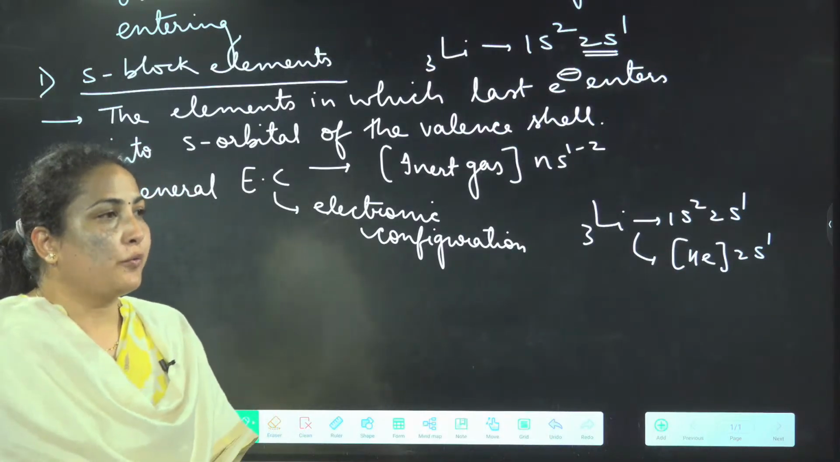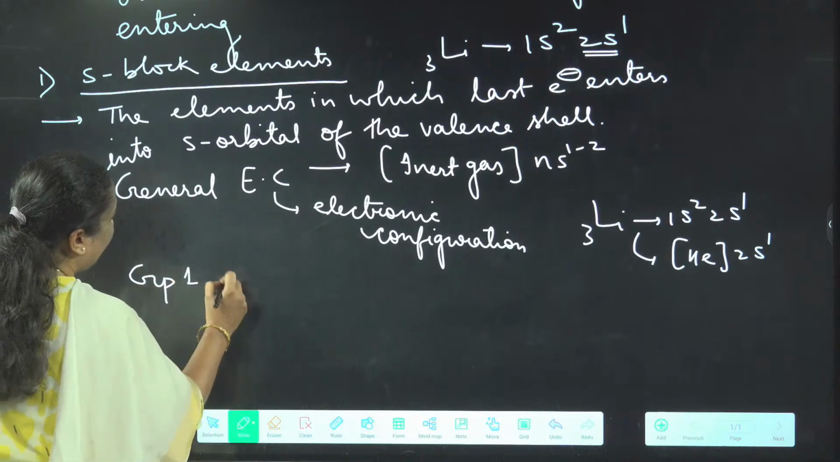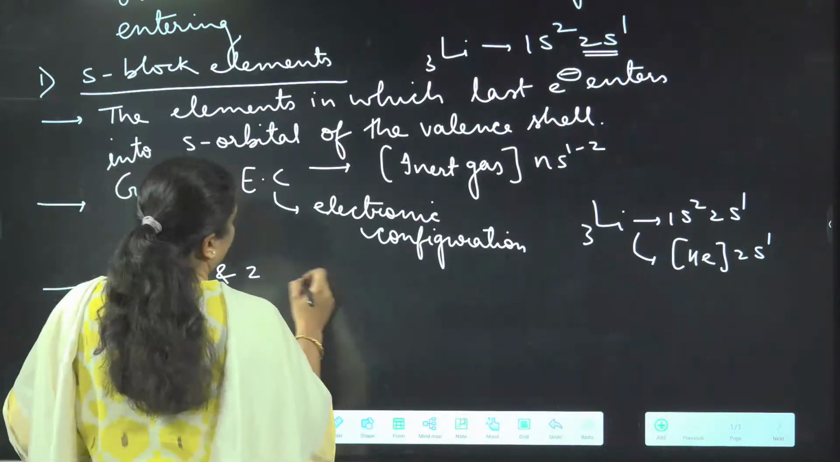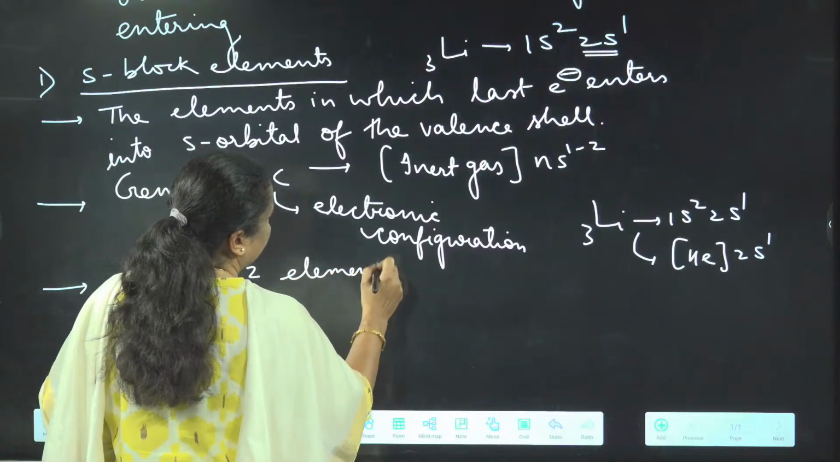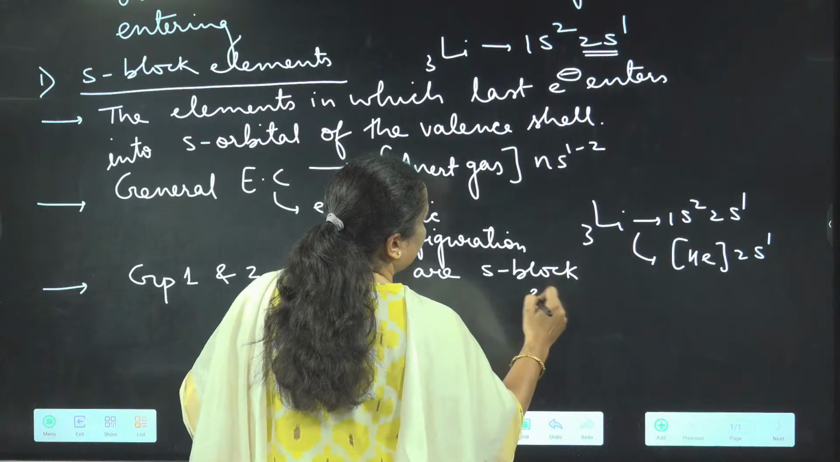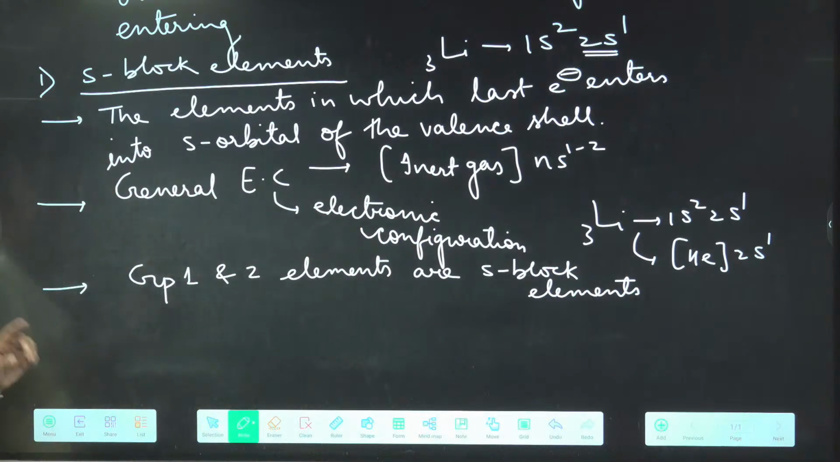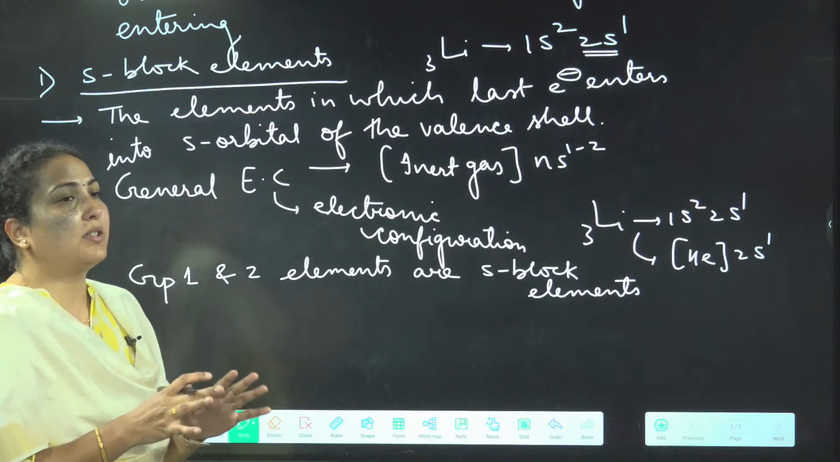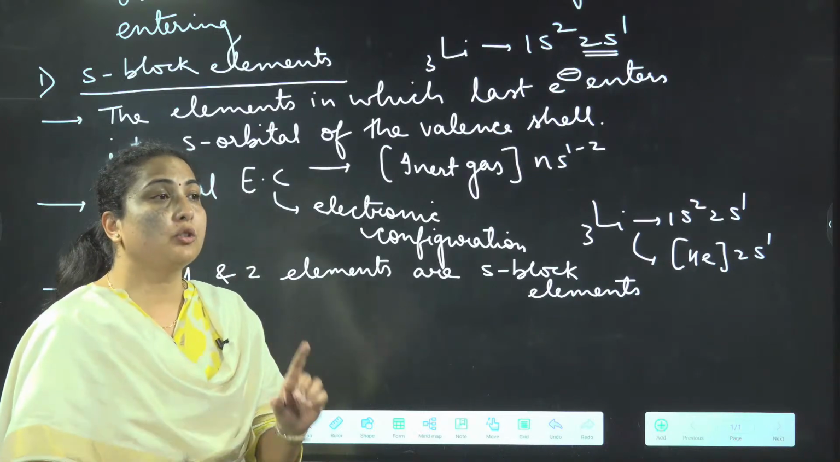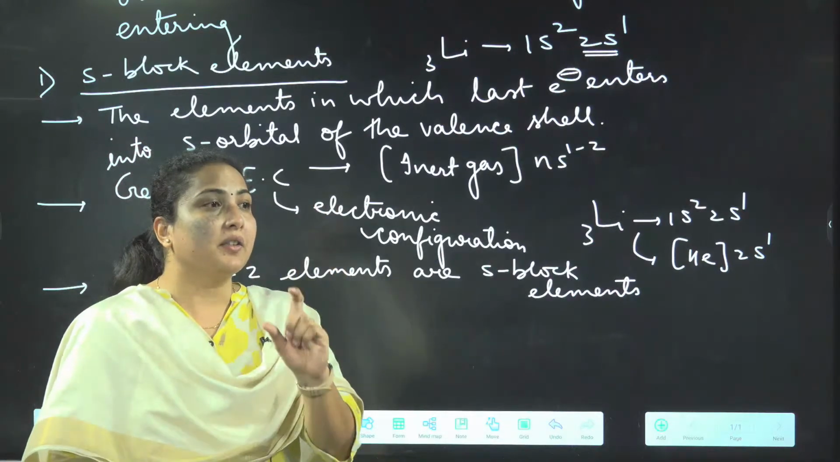Yes, correct. The majority of you are able to say that is basically group 1 and group 2. So group 1 and 2 elements are S block elements. Now the thing is, these S block elements are all going to be metals, because we already call them alkali metals, alkaline earth metals, right?